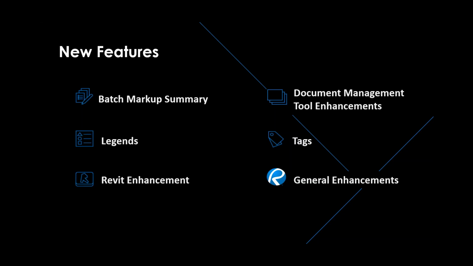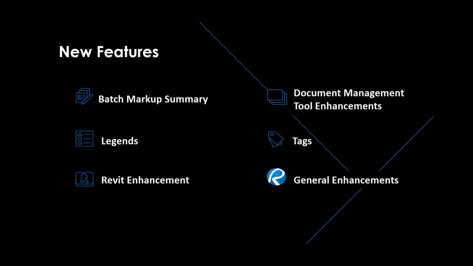Firstly, batch markup summary. What this does in a nutshell is it allows you to compile markup summary reports from lots and lots of PDFs at one time. Where this might be particularly useful is if you're performing design review. If you think about a design review workflow where you have lots of people that are placing markups and comments on different drawings, a lot of times you want to create reports out of that to show exactly who said what and to create task lists and so forth.